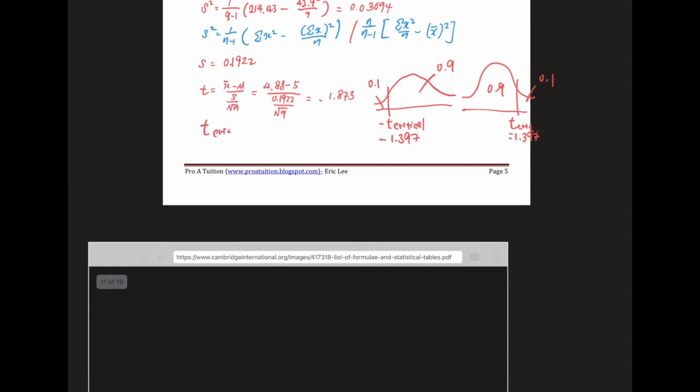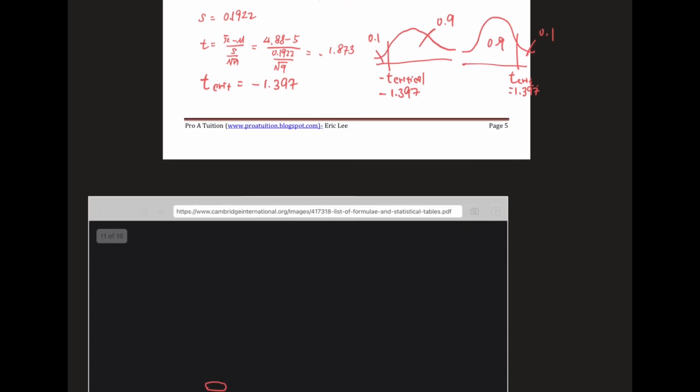So T critical is negative 1.397. Okay, now our test statistic, this value is in the critical region. Negative 1.8 is here in this small little region. Okay, so now we just say it, our T is less than negative T critical, so it's in the critical region, so we reject H0. Okay, then we just make a conclusion saying that the factory foreman's belief is correct. Okay, so that's how we handle it.